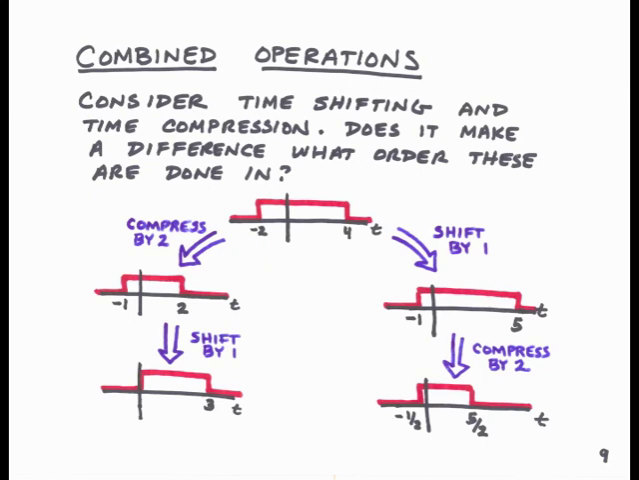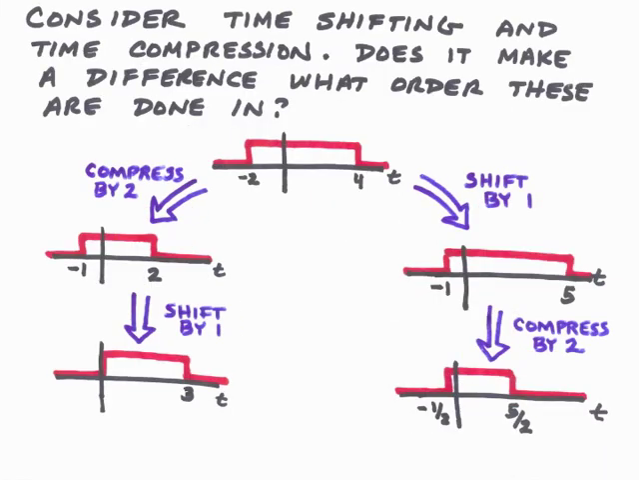Now let's look at combined operations, and the question I want you to consider is whether it makes a difference what order we do operations in. This is the question of whether they commute. So let's consider an example. We'll look at the signal here that extends between -2 and 4 and is 0 for values of time less than -2 and for values of time greater than 4. And now we're going to consider two operations. One is compressing by a factor of 2, and then the other is delaying by 1 second.